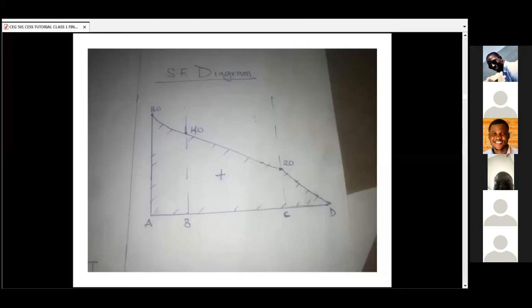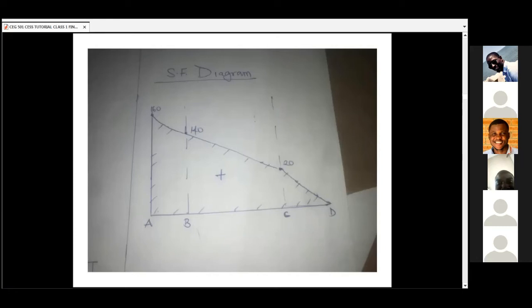If we started from the left, are we still going to get something similar? Yes, if we started from the left, you'll get something similar. It's just that your shear force diagram would be mirrored. You understand? Because at the point A, that's when your zero starts. Thank you.